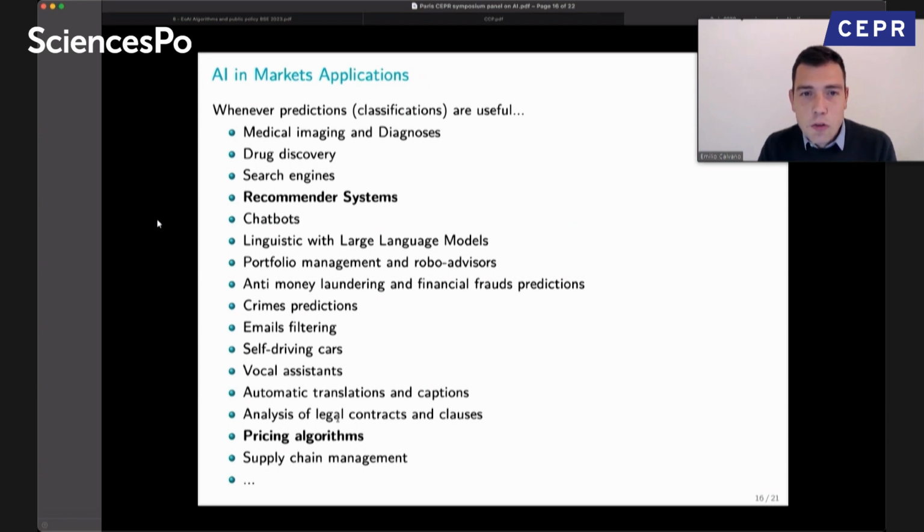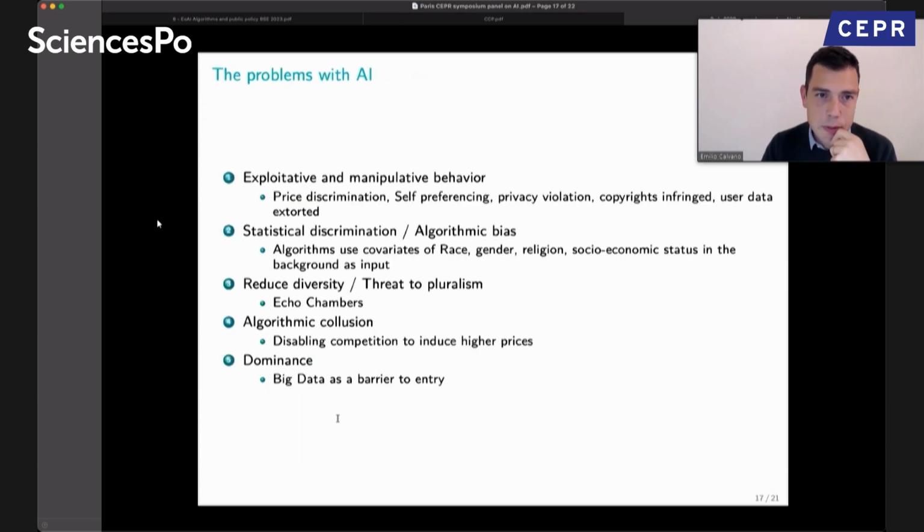There are a plethora of applications that are already being deployed in various markets. These are wonderful wonders of AI, and I myself have been thinking about a subset of these. So my own research has been focusing on recommender systems and pricing algorithms.